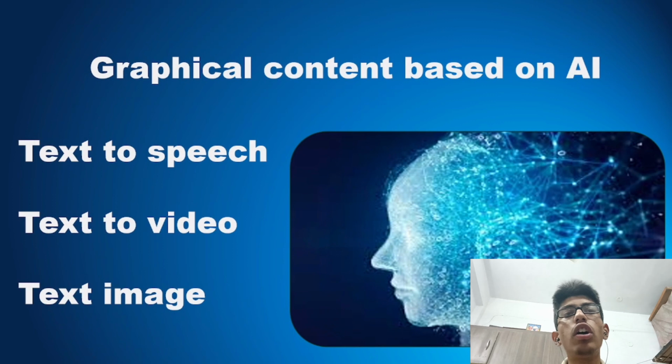So what are the graphical contents which can be produced with the help of AI? Presently we have three different categories: text to speech, text to video and text to image. Text to image is very simple. The user provides a prompt to the model, and based on the prompt, it produces an image out of it. The best example is Midjourney. And we have text to video. Some companies presently provide the service to produce video based on our prompts, and it can be useful for creating stock videos, I guess.